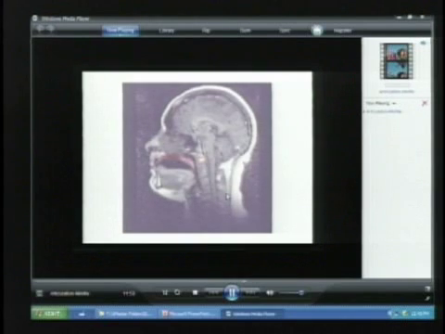Here is the consonant M, as in Mary. The soft palate is lowered, allowing air into the nasal cavities. And because the lips are sealed, air can escape only through the nose.